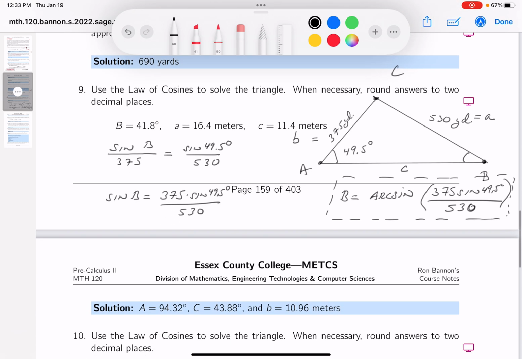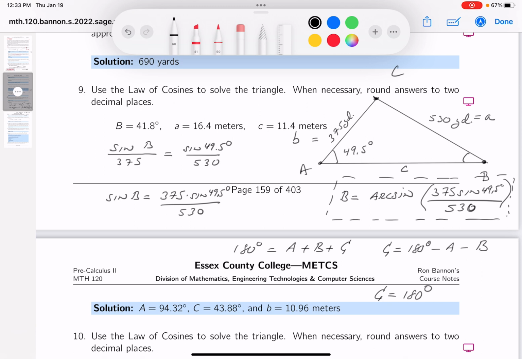And someone says, how would you do that? Well, I know that 180 degrees is equal to A plus B plus C. I know that much. Now, someone says, what do you want to get? I want to get C. And what's C going to be equal to? 180 degrees minus A minus B. All right? I'm going to write that down now. C is equal to 180 degrees minus A. I know A to be 49.5, by the way.